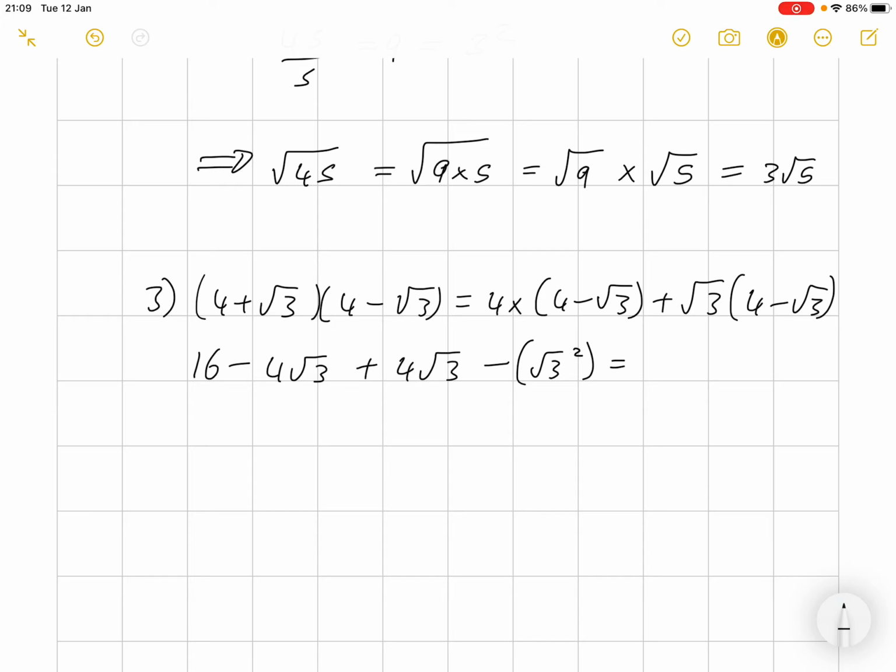And this is equal to 16 minus 4 root 3 plus 4 root 3. They're opposites. We have 0. Minus 3, because this is minus 3, and we have 13 as our final answer.